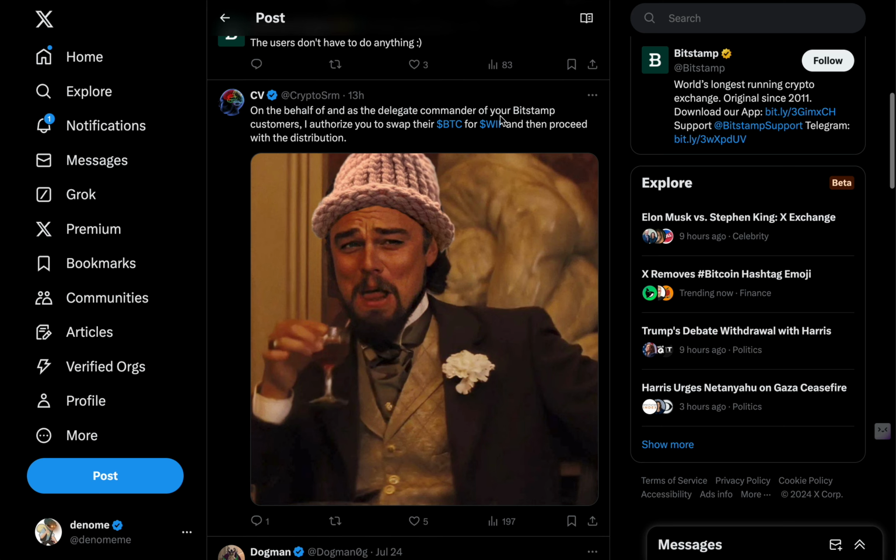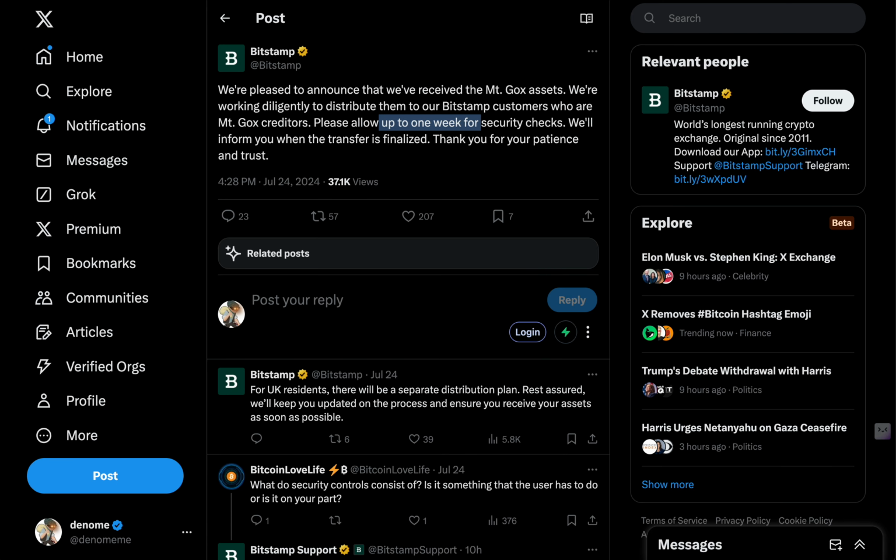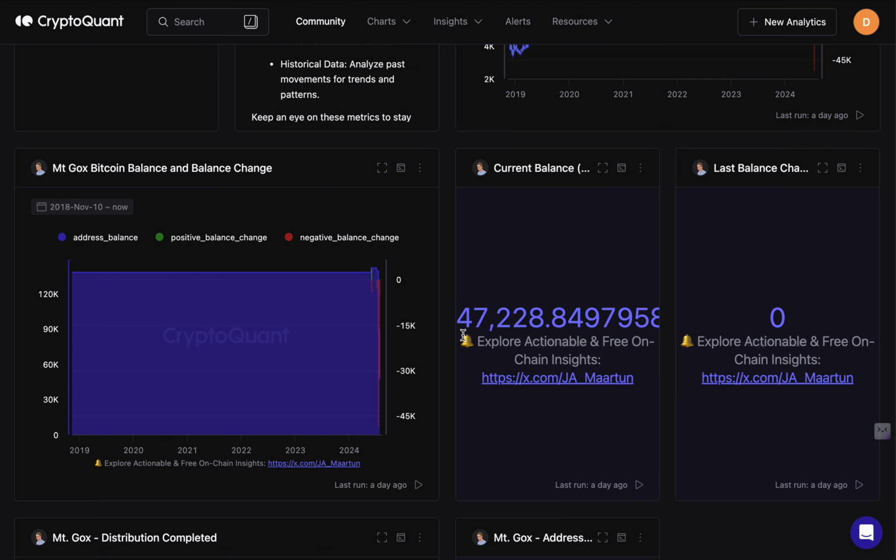So it will take some time before Bitstamp is giving their Bitcoin to customers, but all of the Bitcoin that Bitstamp is giving to customers is this, not this 47,000. So there's still sell pressure coming from Mt. Gox. Not all of this is distributed yet. But at the same time, we are seeing some accumulation.